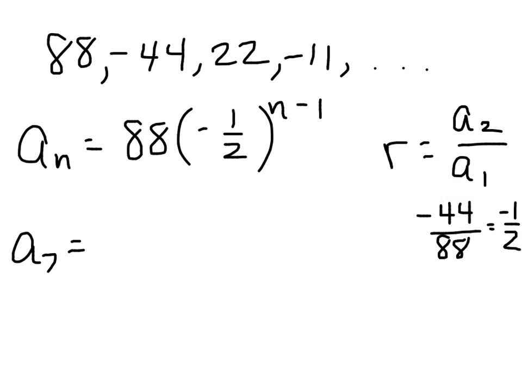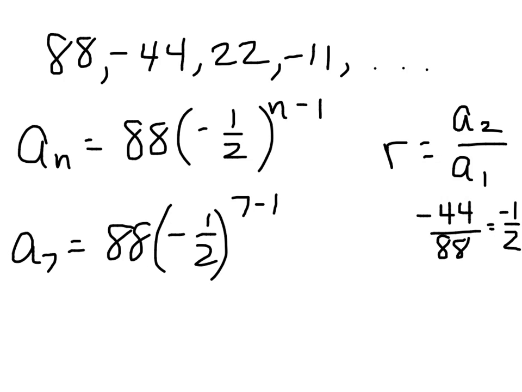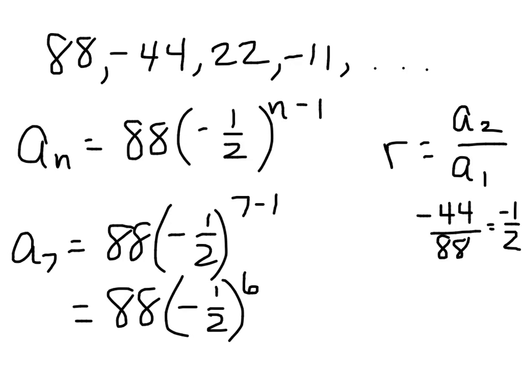Now the next part is, I want to know what the 7th term is. 88, negative 1/2, 7 minus 1. What's 7 minus 1? 6. Now, you guys can use your calculators to type that in. What do you get? Is it a positive or a negative? Positive. Do you know why? The exponent is an even number. So then it would be a positive. Good.